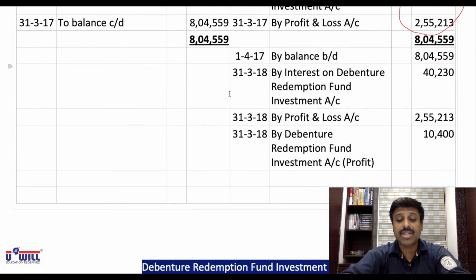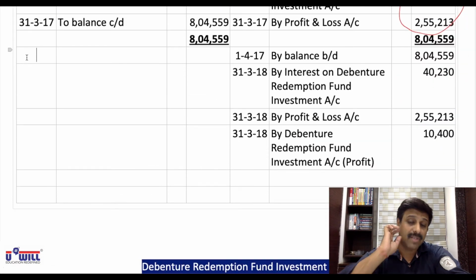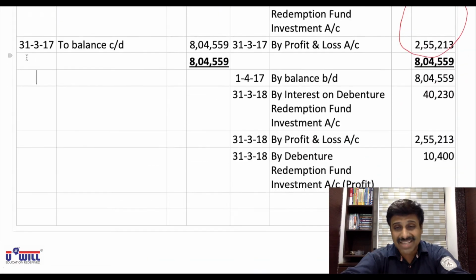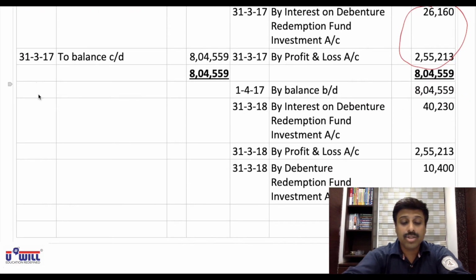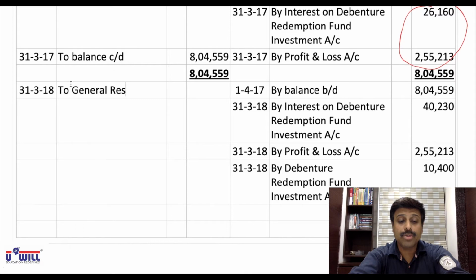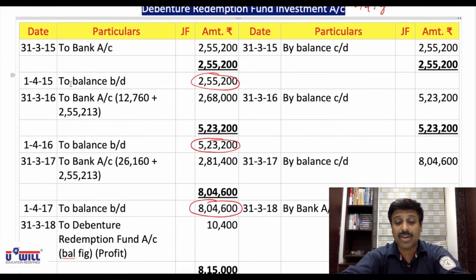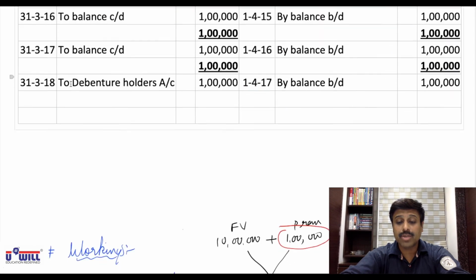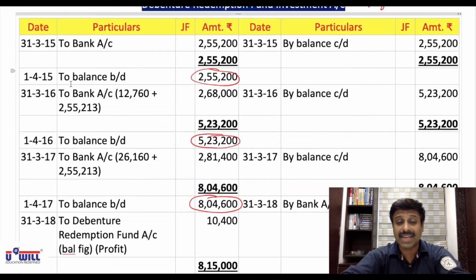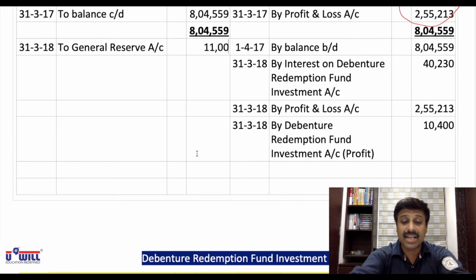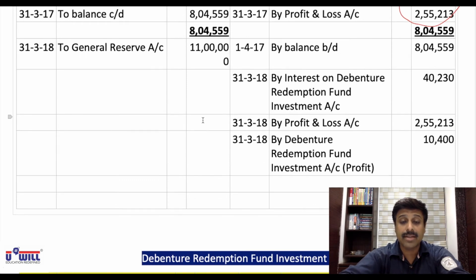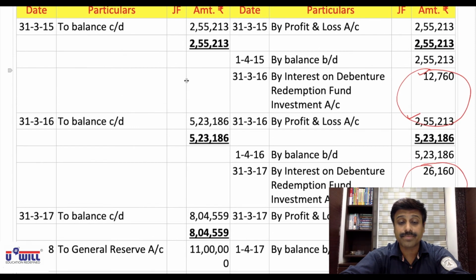Now the debenture redemption fund will be transferred to general reserve, the amount of face value plus premium, including premium. So in the fund account, debit side, to general reserve account. To general reserve we had to create the total fund of 11 lakhs including premium. So debentures value 10 lakhs plus premium 1 lakh, 11 lakhs will transfer to general reserve account.